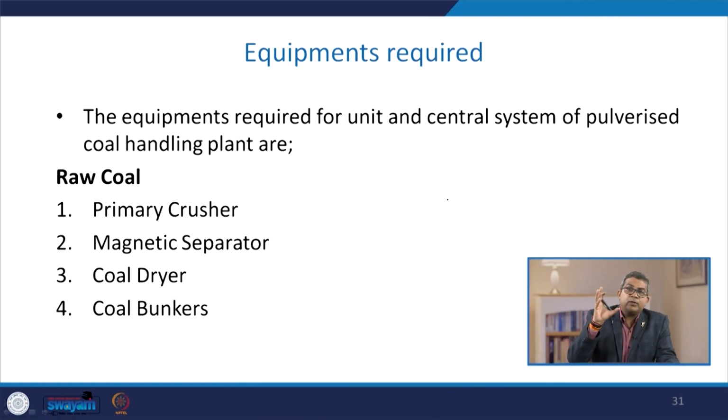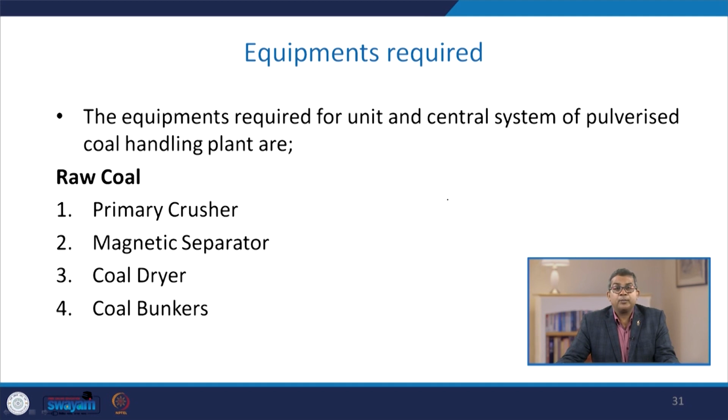For this, you may require certain equipment, especially for both the unit as well as the central system of a pulverized coal handling plant. For raw coal, you require the primary crusher, because it usually comes in very big sized lumps. Then magnetic separators, because metal, especially iron impurities, can be removed a priori. You must have a coal dryer. We have already discussed that coal contains a significant quantity of water as well as moisture. So, before it goes to either pulverization or the furnace, it should be dried.